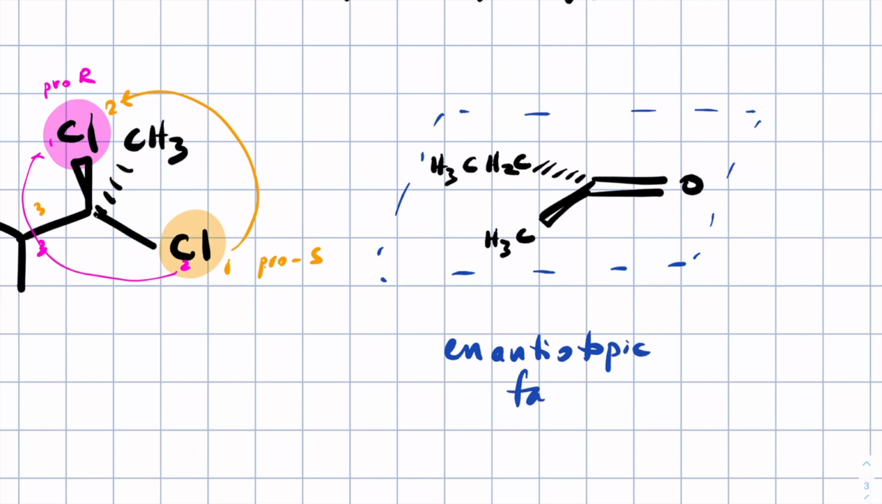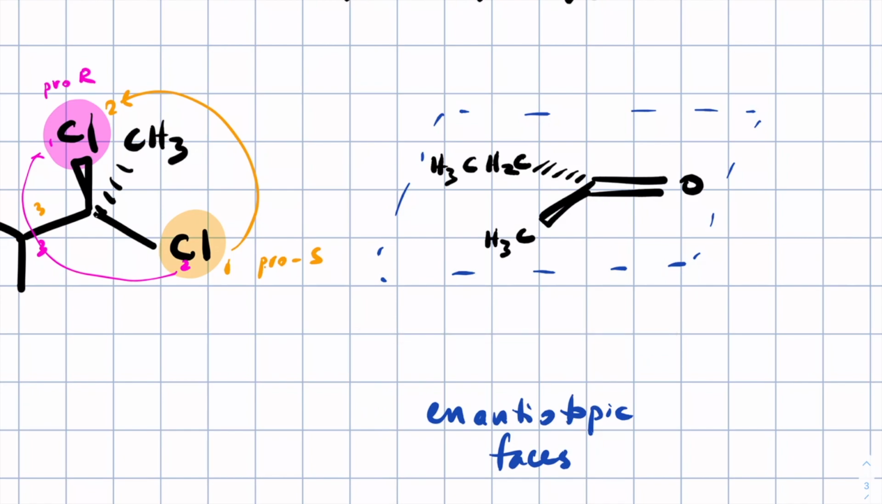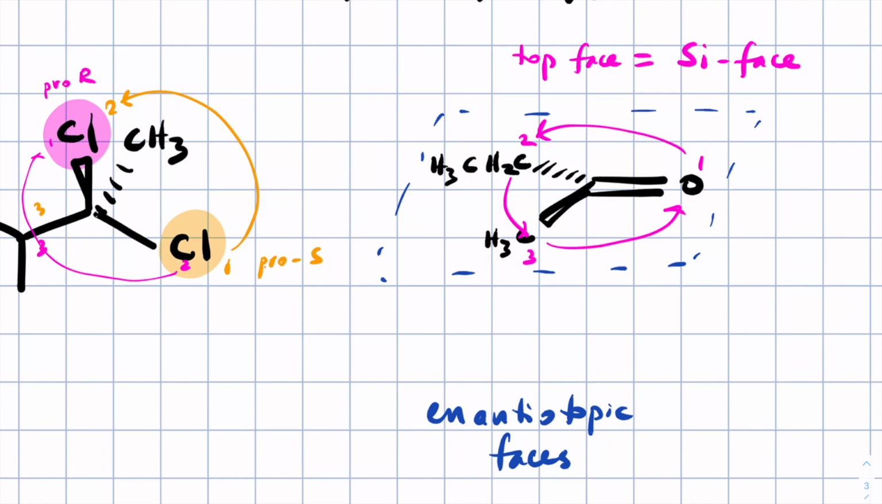Enantiotopic, yep. And we're actually going to have a name for one face versus the other. To do this, we simply assign priority 1, 2, 3. And from the top, going from 1 to 2 to 3 would be, it looks like, counterclockwise. So the top face we're going to call the psi face. Psi is, I think, the first two letters of the word that the designation S comes from, sinistral or something like that.